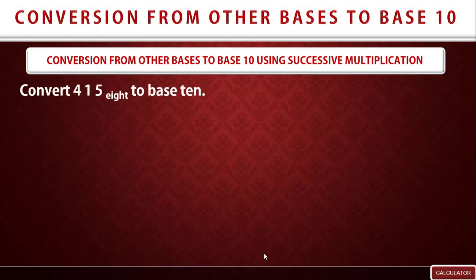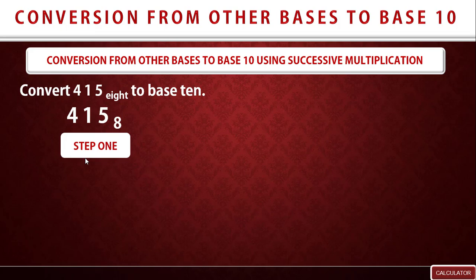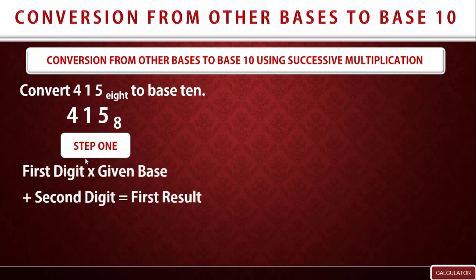Convert 415 in base 8 to base 10. So write out your number first, 415 in base 8. Then you know that 4 here is the first digit, 1 is the second digit, and 5 is the third digit, and this 8 is the given base. Step 1, following the formula, we should have first digit multiplied by given base plus second digit. That will help us to produce our first result.